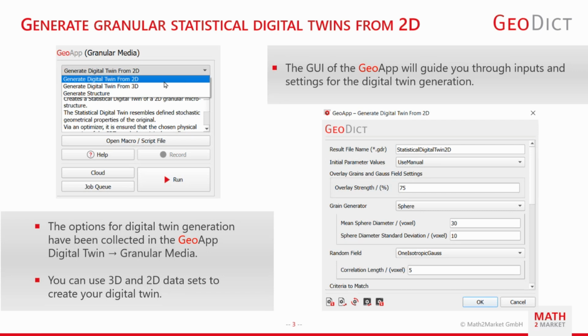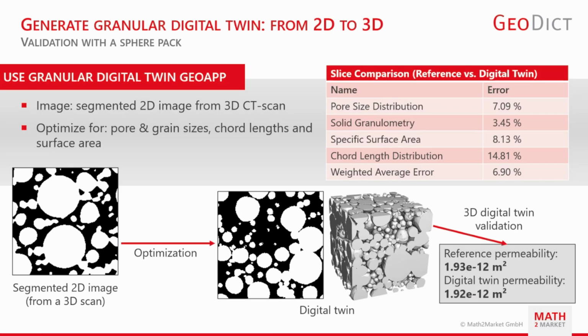But now you may ask yourself, what can you really model with grains? And I have a couple of examples for you, and maybe we can find a structure that you are familiar with. So first of all, here we see the app in usage. We have here a sphere pack, and it's a 2D image that we took out of a 3D scan. We optimized the digital twin coming only from the 2D image data and created the 3D statistical digital twin. You can see also the comparison that was made between the reference and the digital twin.